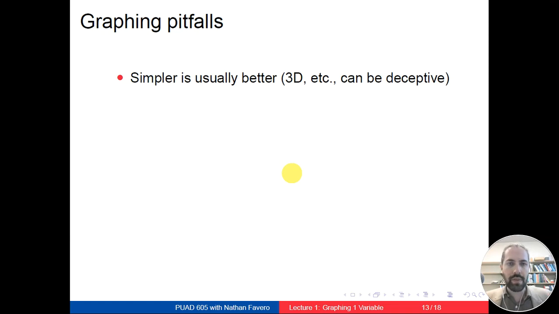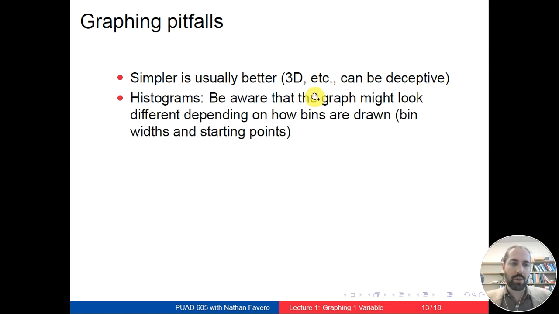All right, a few tips for graphing, and in particular, I want to highlight some graphing pitfalls, and there's more details on some of this in the textbook. Usually, simple graphs are going to be better. Sometimes, software may make it really easy to do things like 3D graphs, but a lot of times 3D graphs are not actually going to be that useful. They're going to be hard to understand. They could even be a little bit deceptive. So usually sticking to simpler 2D graphs is going to be a better approach.